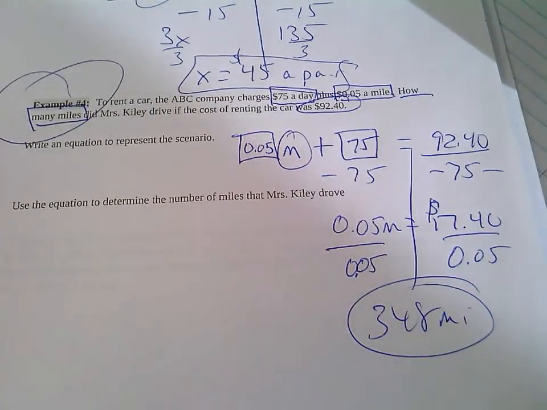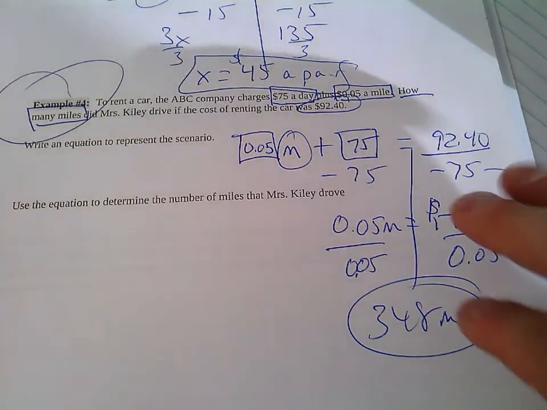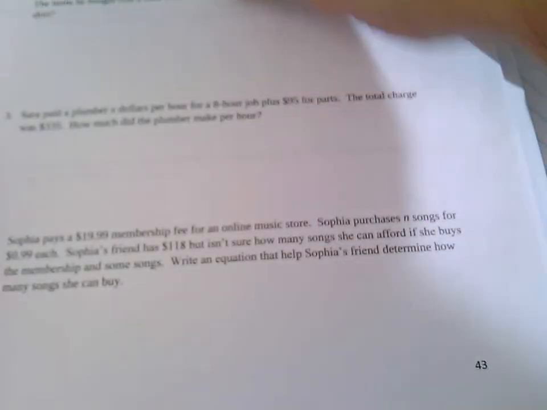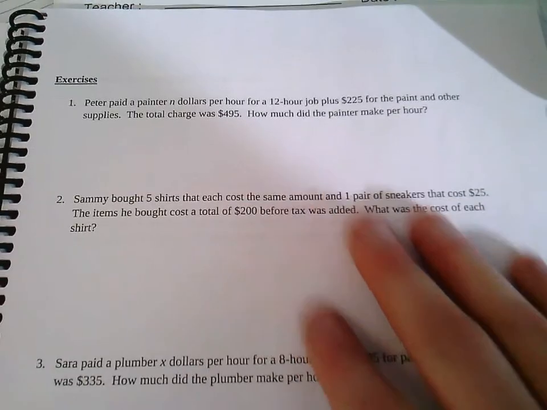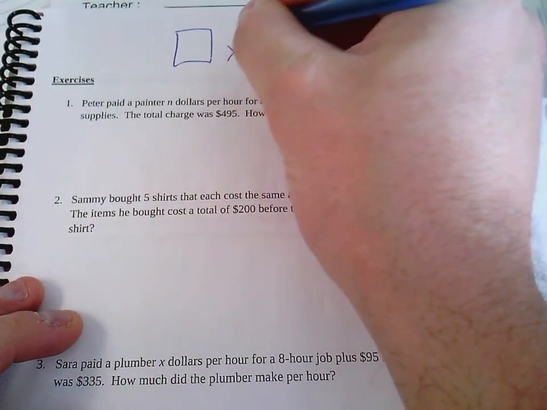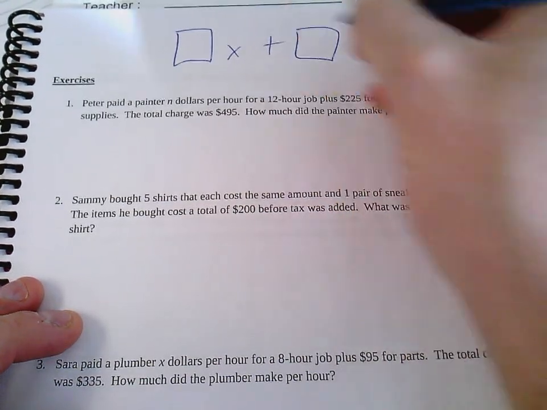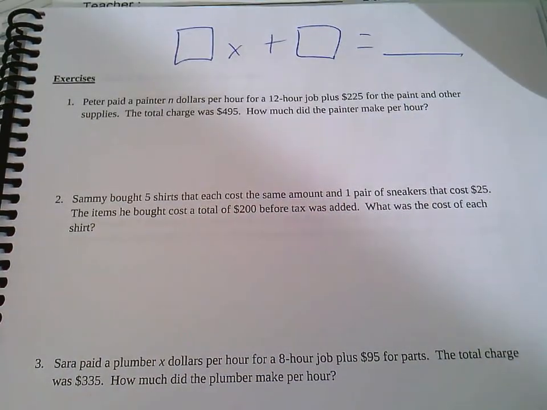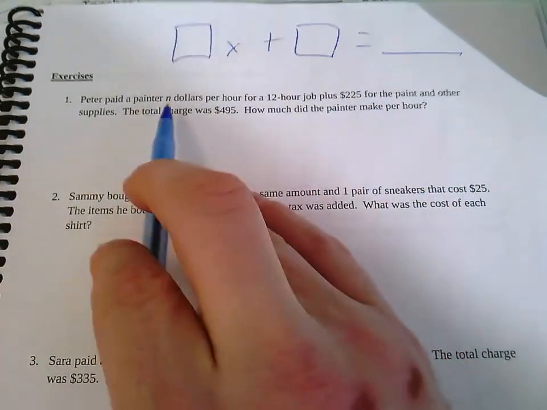So when you're working on the practice problems, they're all going to be relatively the same. They're all going to set up the same. So at the top of page 43, I want you to write this down: some number with x plus a number equals a total. And every one of these equations, you're going to use this.